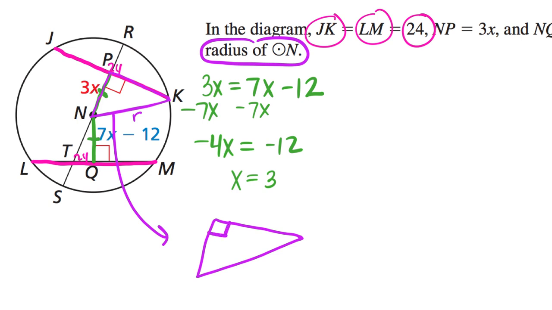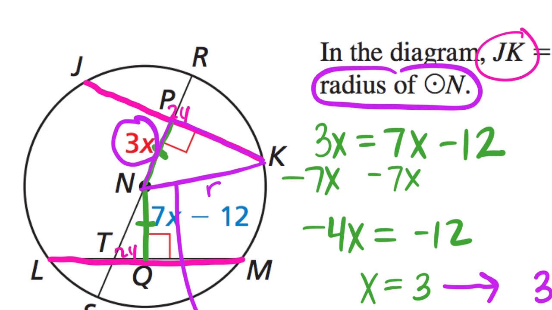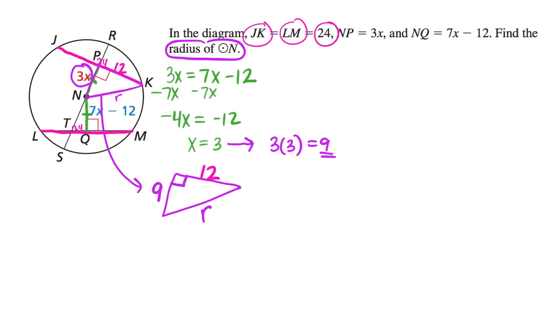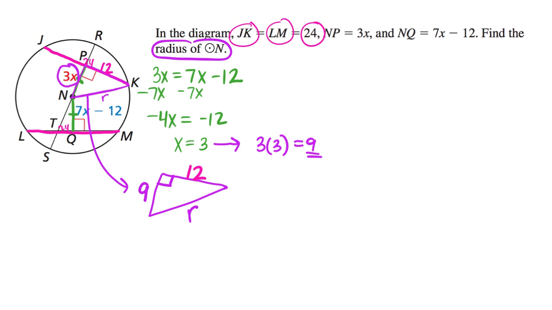So here's my 90. This would be the radius. Instead of writing 3x, I'm going to write down what that actually would equal because now we know that x is 3. So 3 times 3 is 9. So the length of this piece would be 9. And then also across the top here, this side, it's not going to be 24, it's going to be half of 24. Remember, because that chord is being bisected, so that piece would be 12.